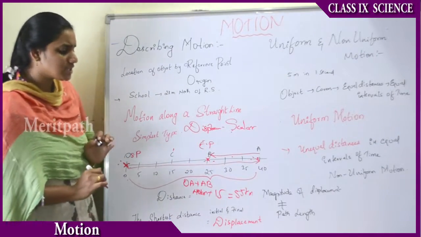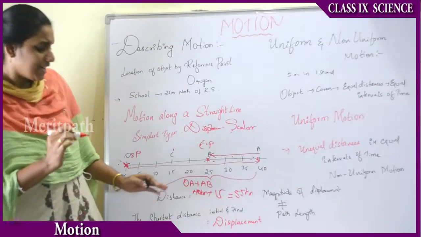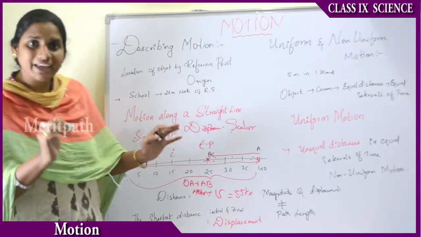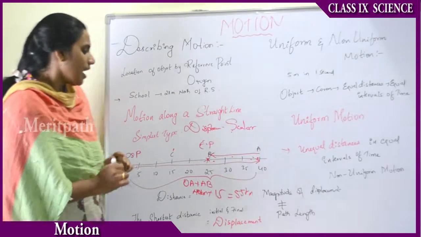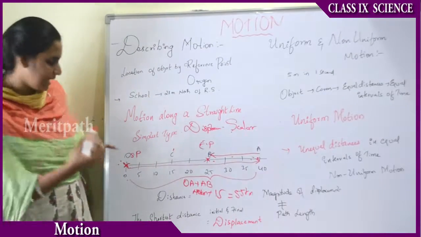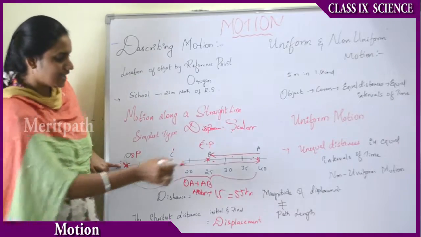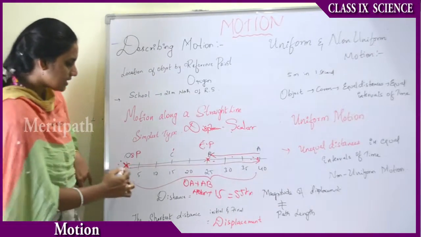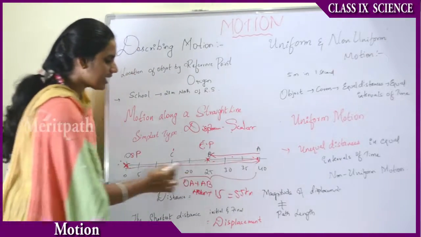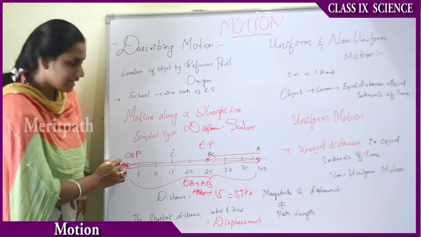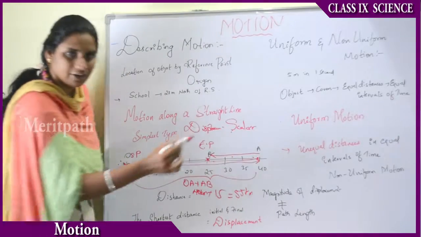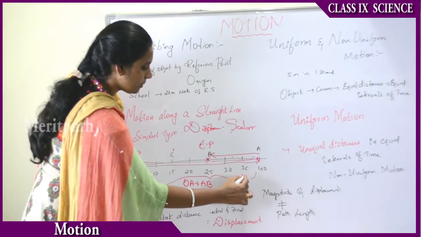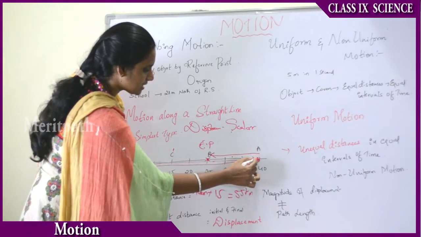Now we can also ask: will the displacement be equal to the length of the path? For example, this is the initial position and this is the final position. This is the length. How much length is covered? From 0 to 40 kilometers, so 40 kilometers. Again, we are subtracting this.